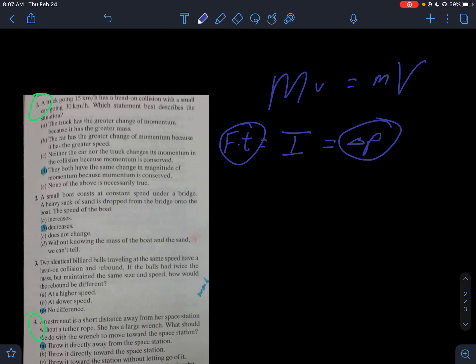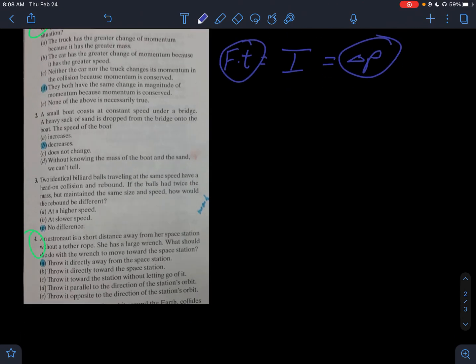C, neither the car nor the truck changes its momentum in the collision because momentum is conserved. That's true. The total momentum of the system is the same, but the momentum is transferred from one object to the other. Choice D, which we could see is a correct answer. They both have the same change in magnitude of momentum because momentum is conserved. And that is also true. And the reason why it says magnitude is because the objects might be going in the opposite direction, so we don't want to have positive and negative saying it's different directions, so it's a different change.